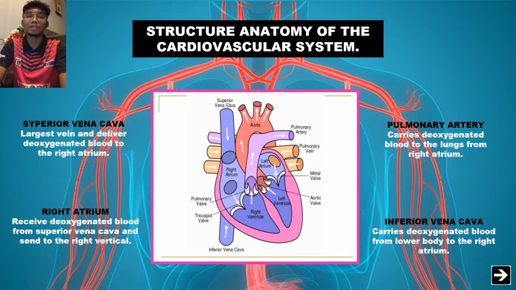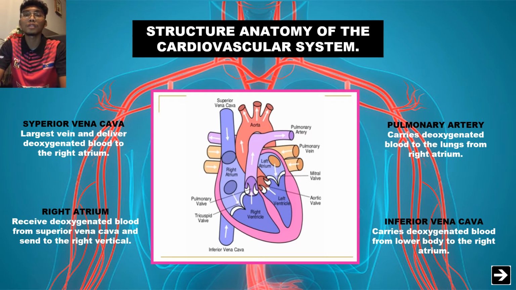I would like to present the topic about the structural anatomy of the cardiovascular system. So based on the diagram, we can see the superior vena cava, right atrium, pulmonary valve, tricuspid valve, inferior vena cava, right ventricle, left ventricle, aortic valve, mitral valve, left atrium, pulmonary vein, pulmonary artery and aorta. So we can start from the right side.